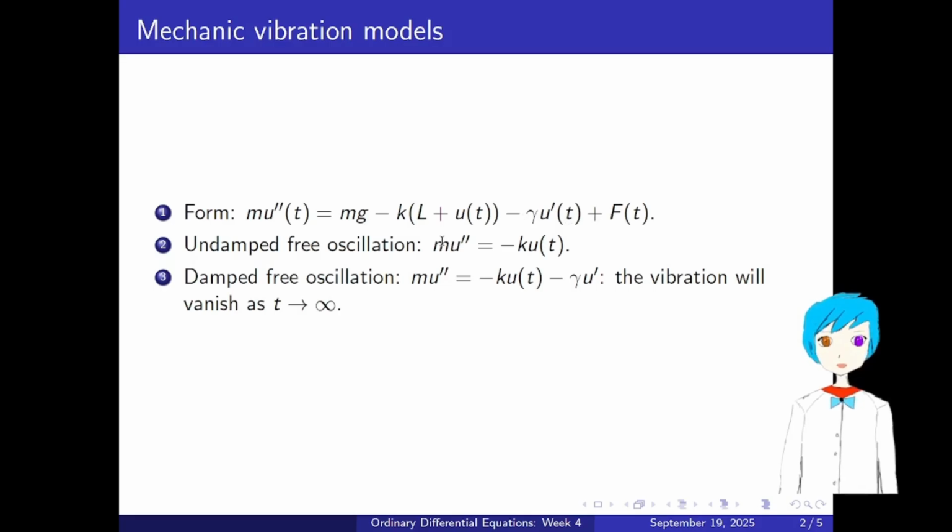If there is no damping, which means the friction is 0, and if there is no external force, we call this free oscillation. So we have the equation m u double prime equals minus k u, because when the system is at equilibrium, mg equals kl.